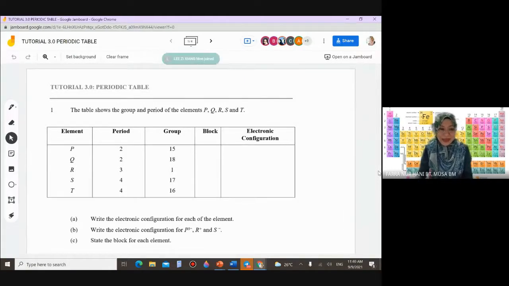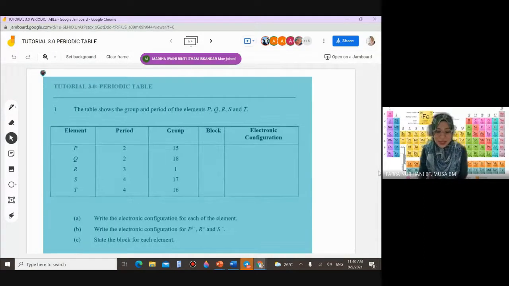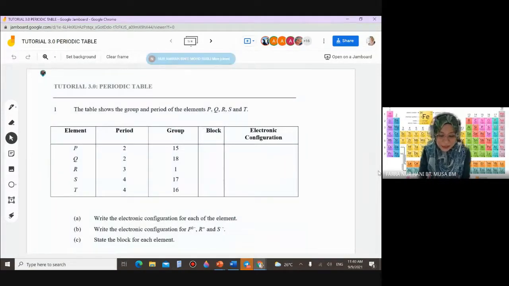Let's look at question number 1. Okay. Question number 1. The table show the group period of the elements P, Q, R, S and T. Okay. Alright, write the electronic configuration for each of the elements. Siapa nak edit tu, nak jawab tu? Amirah ke? Dia nak jawab tu. Okay, so sekarang ni dia terbalik macam soalan tadi.